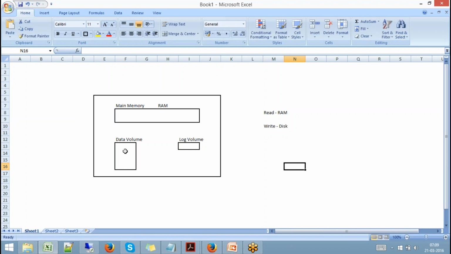Now imagine, let's say we have only one table with 0 records. There is no data in it at all. Now we have switched on the server. The server was down, there's only one table. Now we have switched on the server. Now as soon as you switch on the server, what happens?